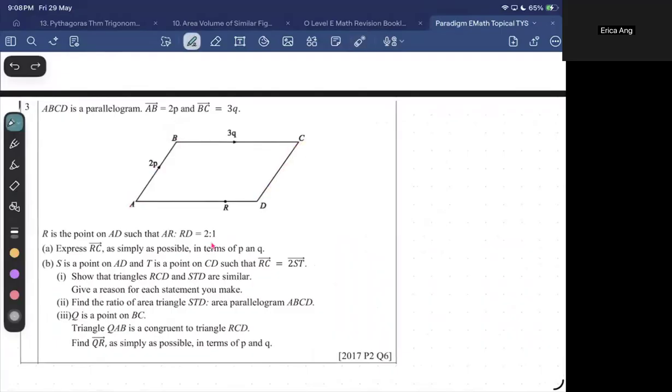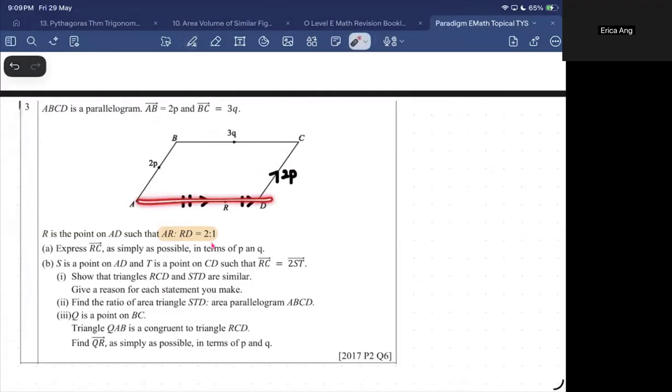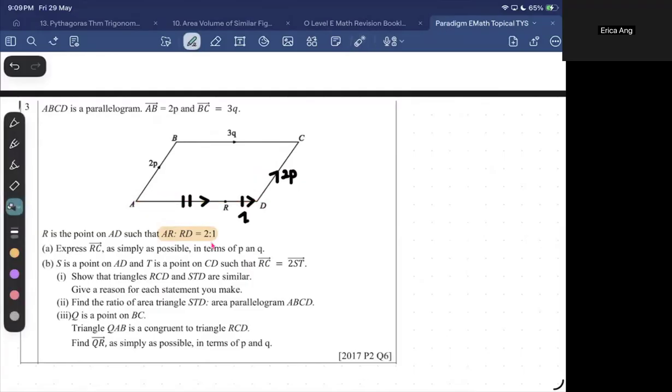Can we just label here? Okay, can I just label this one as same direction? So 2p. That means this whole thing is also 3q. Then the important thing is AR to RD is 2 is to 1. So if I'm going to split this one up, the whole thing is 3Q, right? So that means this one is Q, and then this one here is 2Q. Easy, right?